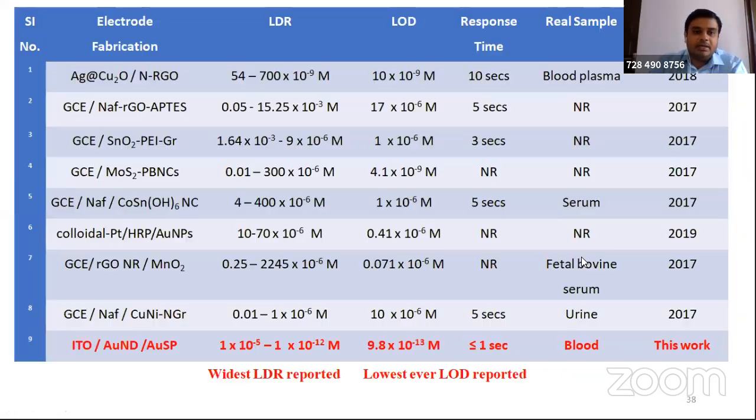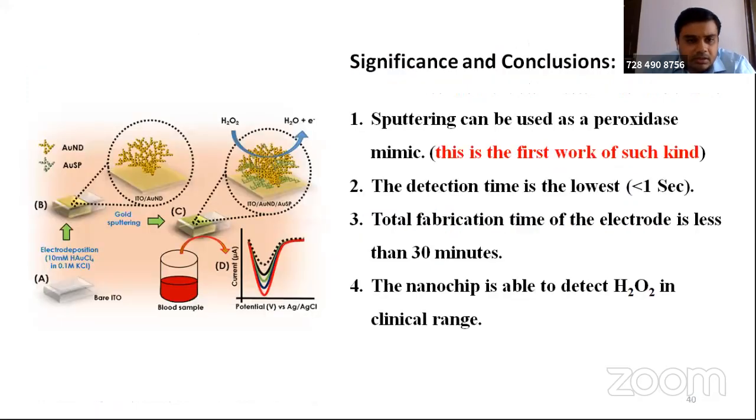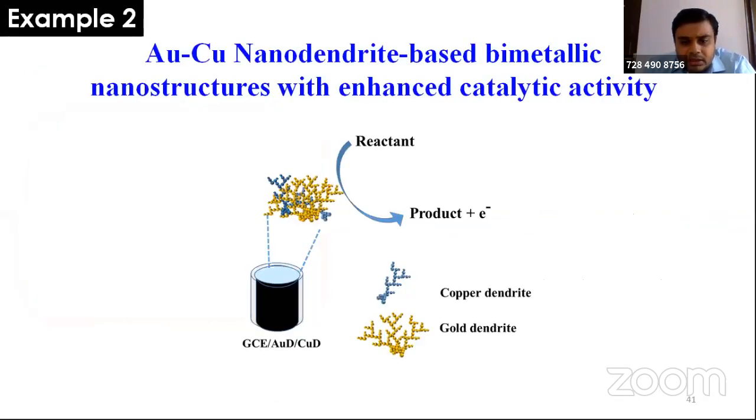So this was one aspect. So this is the comparison of the sensor we developed. These were the research highlights. We have developed this system, right? So these are the significance, what I already discussed. So I'll be moving on to another type of system. I'll be talking in this case about the bimetallic system. Until now we have talked about a monometallic nanodendrite. This is a bimetallic nanodendrite. So I'll skip the known things I have already discussed. I'll be talking about the incorporation of these two metals in one system, right?